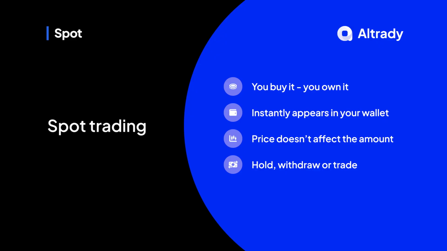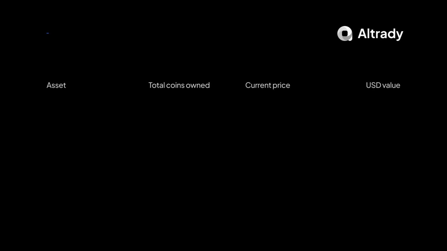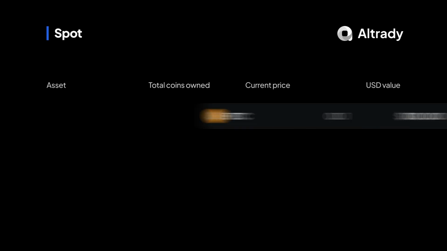You pay the current market price and you own the asset. You buy 0.1 Bitcoin, it shows up in your wallet. You hold it until you decide to sell it later.